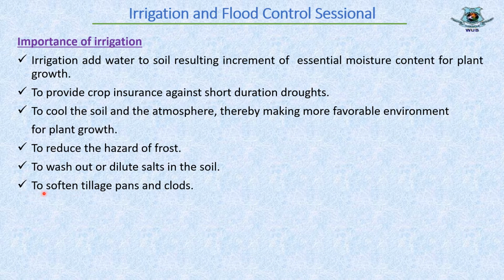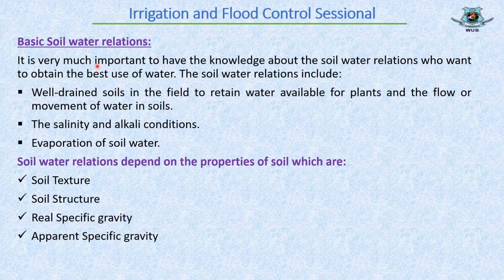Then the last one is to soften tillage pans and clods, as water always makes the soil soft, so it can easily happen. Basic soil-water relations. It is very important to have knowledge about the soil-water relations if we want to obtain the best use of water. The soil-water relations include well-drained soils in the field, which can drain water into the interconnecting voids of soils, and also retain water available for plant growth.